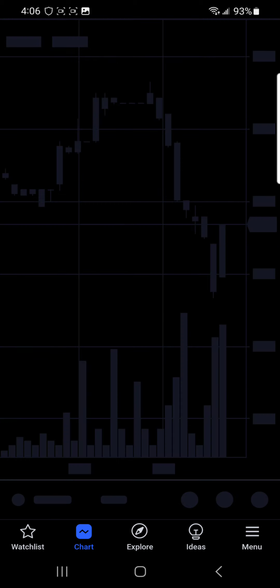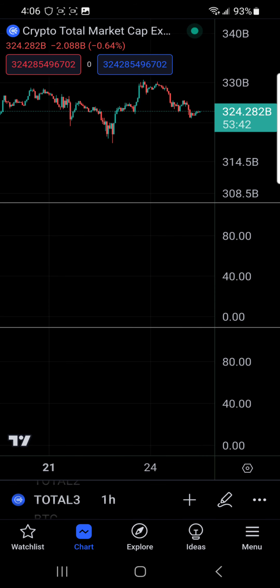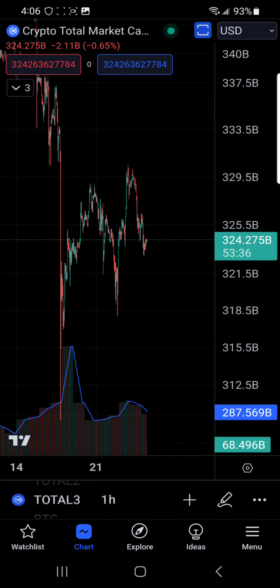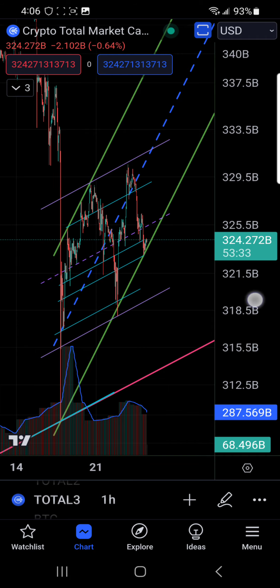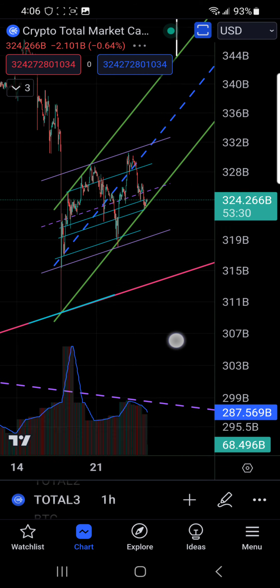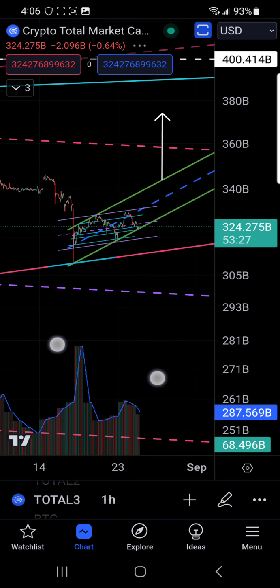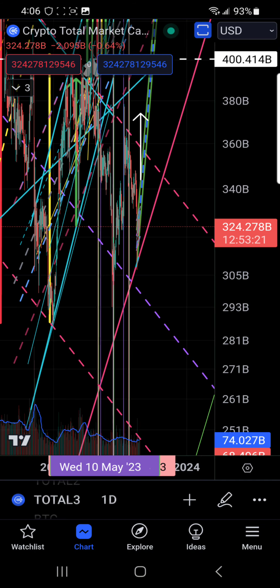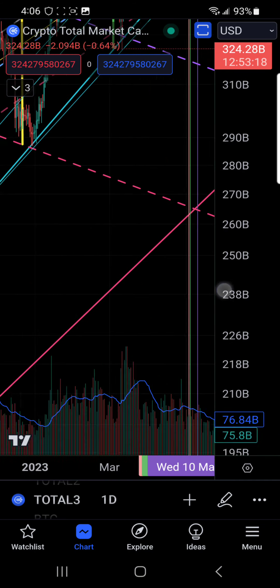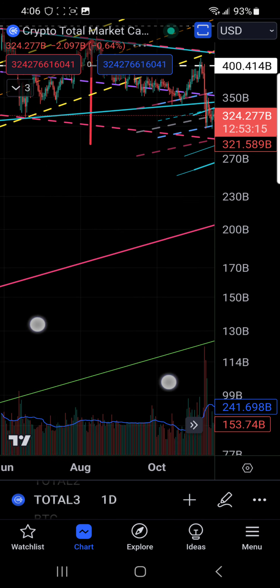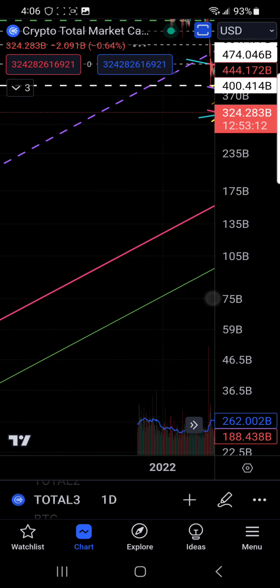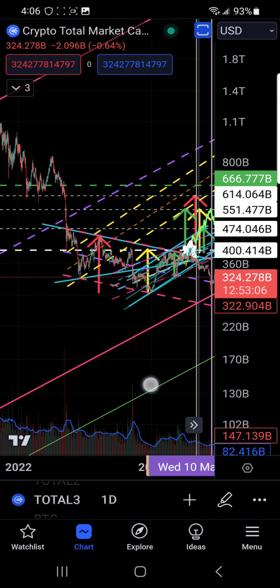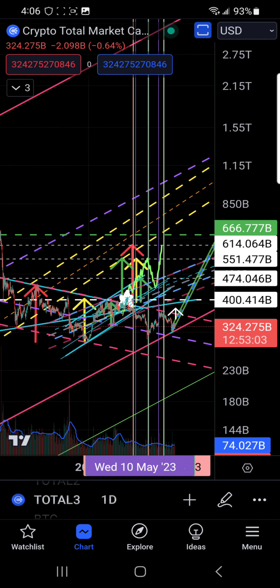Well, this has happened to me before. It's not the right chart that's loading. You know what the deal is? Because I'm on the Total 3, maybe that's it. Yeah, this is the right chart. There's my red and green line. Because we're on the Total 3, that's why I'm getting Bitcoin and Total 3 mixed up. Okay, the lines are in different spots.